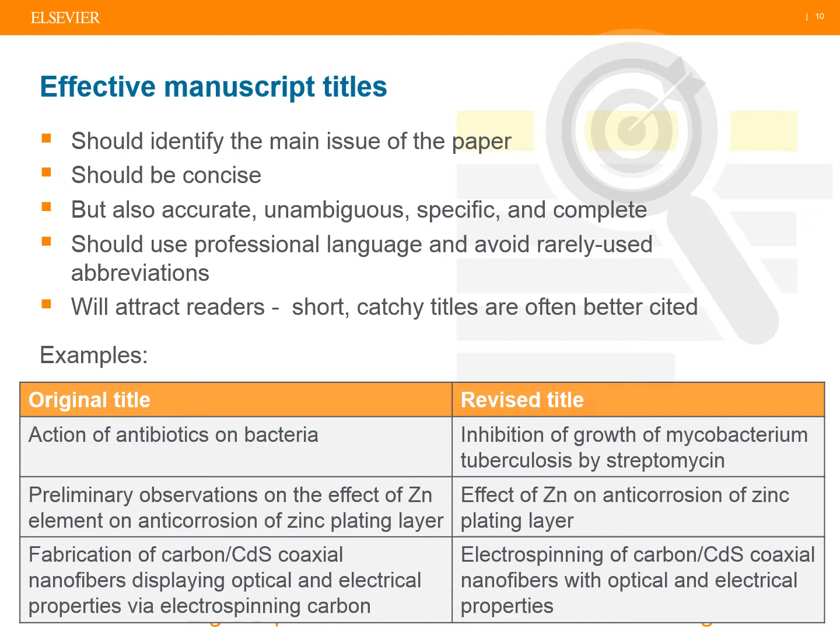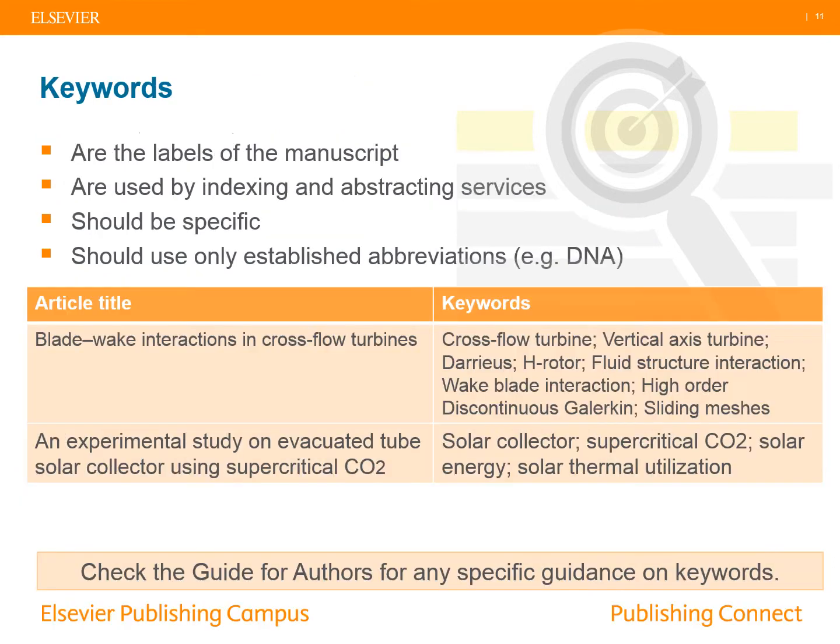First of all, you have to make sure that your title is concise. You are not using ambiguous words. And you have to use professional language to write your title. Make sure that your title can convey a very clear message to the reader. Then you go on to write your keywords. The keywords actually are the indexing information for the journal. They should be specific, and you should only use established abbreviations if necessary.